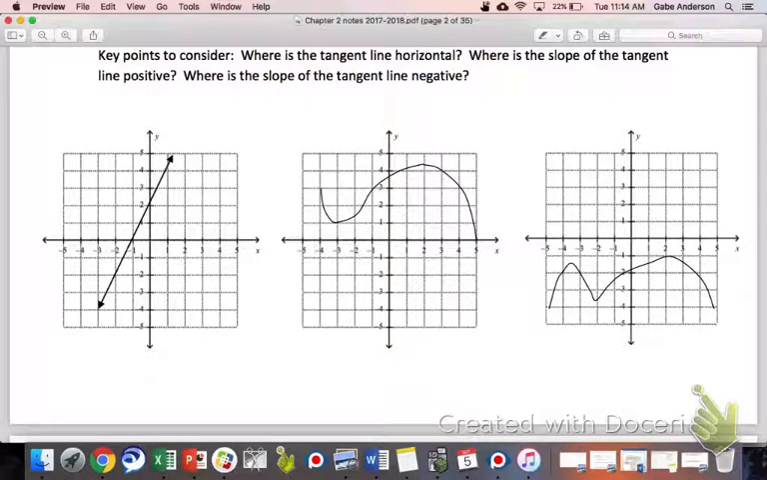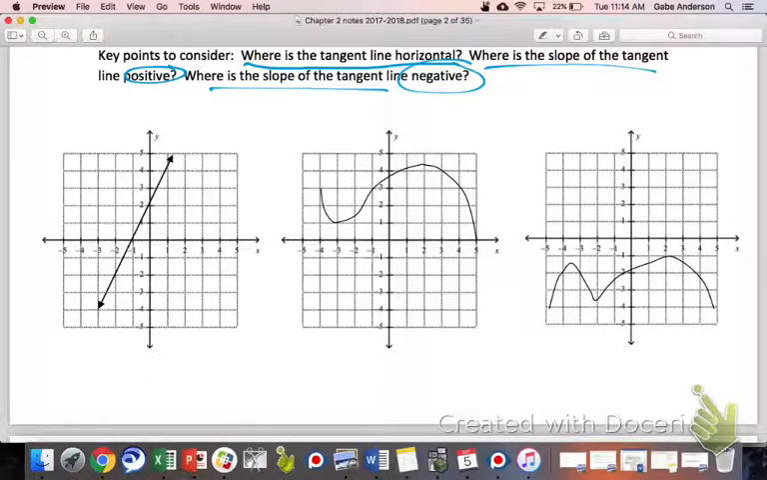So let's look here, some key points to consider as we focus on these. We're going to do the one on the left first. So the key points are, we want to ask ourselves, where is the tangent line horizontal? And by the way, what kind of slope do horizontal lines have? 0. So that's really important. So where is the tangent line horizontal? And then the other two, where is the slope of the tangent line positive? Where is the slope of the tangent line negative? If we can discern those three things, we're going to be able to sketch these graphs.